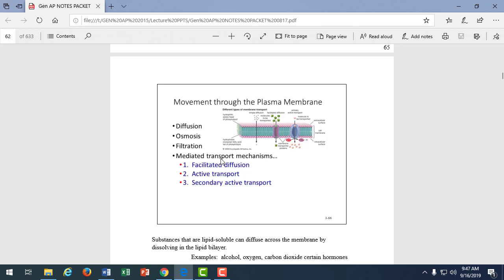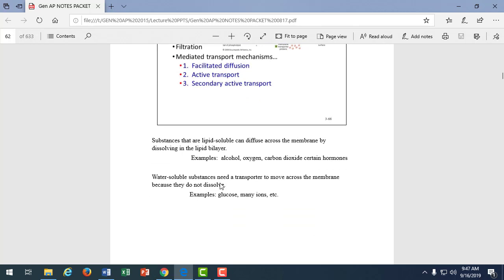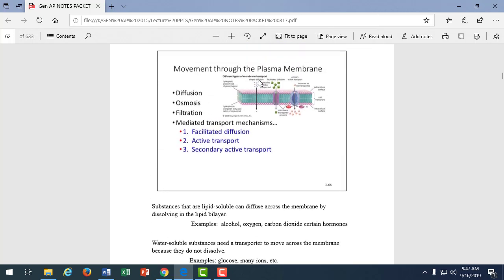Okay, and then we have these mediated transport mechanisms, which means there's some type of protein helper to get things across the membrane. So some things can diffuse right across. So you see in this diagram here, you see the little particles there, and they're diffusing right through with no help, just from high to low concentration. Those are things that are lipid soluble, which means they can dissolve in fat. Things that can dissolve in fat are alcohol, oxygen, thank goodness for that, right? We need oxygen to get quickly into our cells to feed our cells. Carbon dioxide, and some hormones, fatty hormones, those steroid hormones, like estrogen and testosterone.